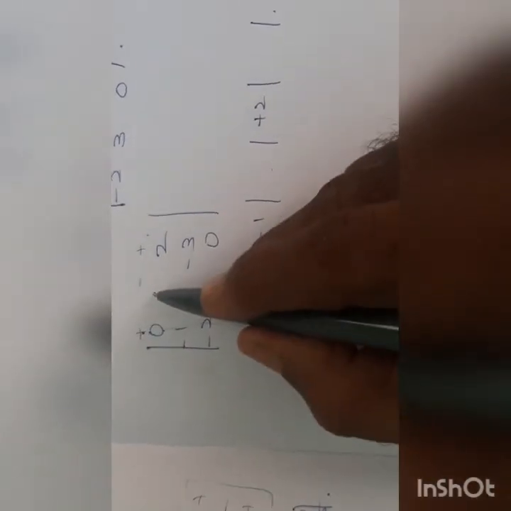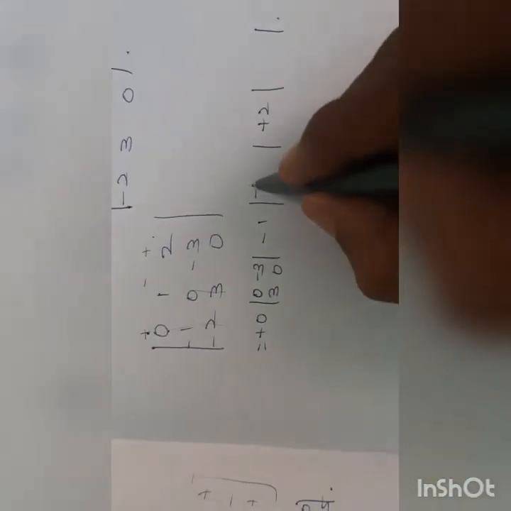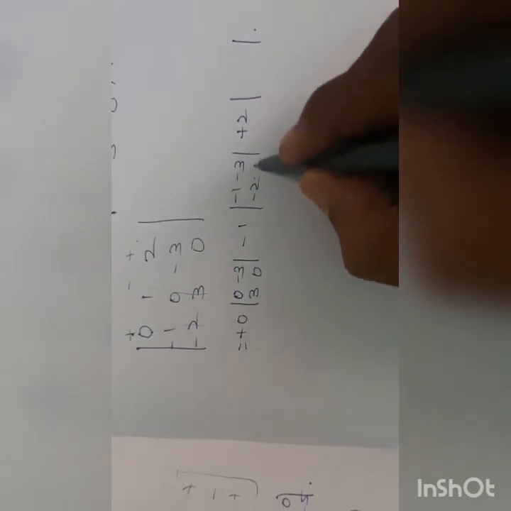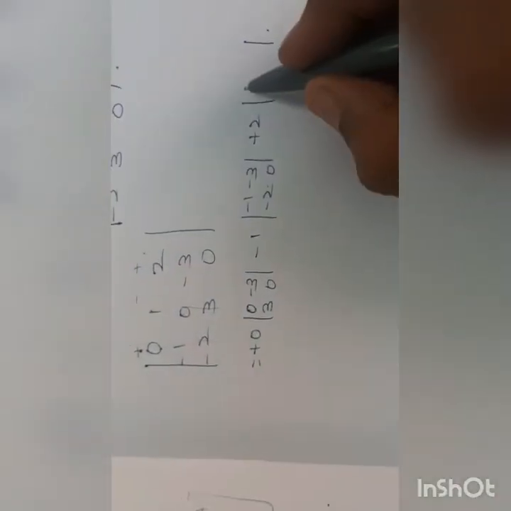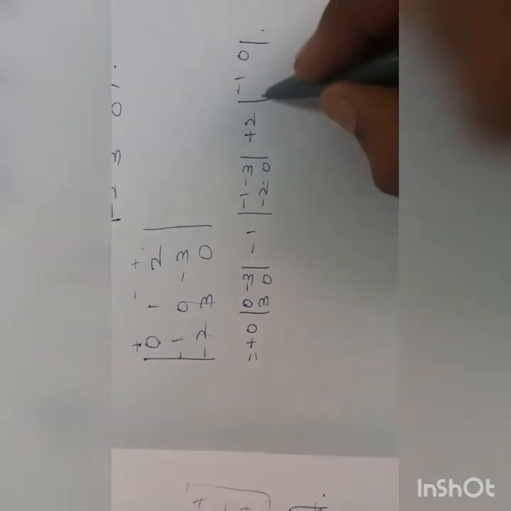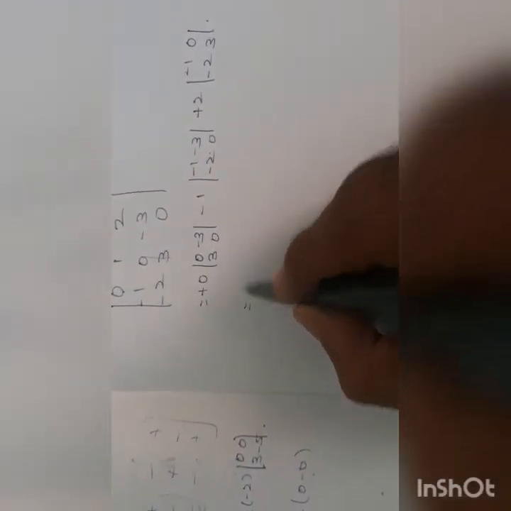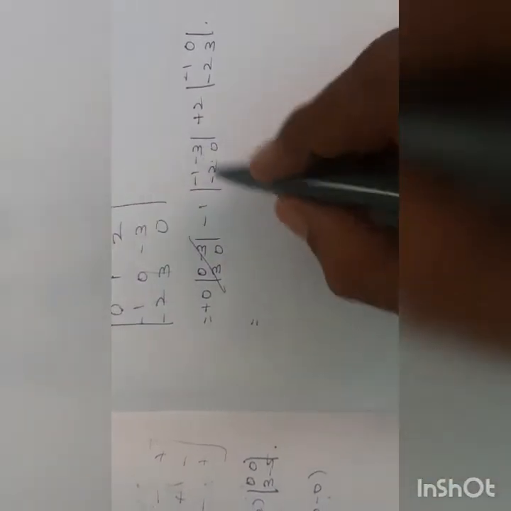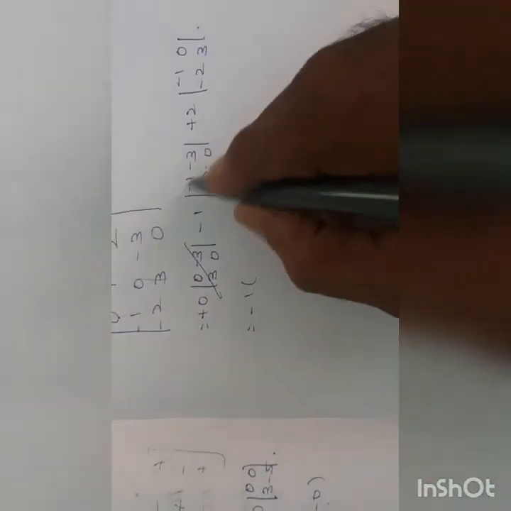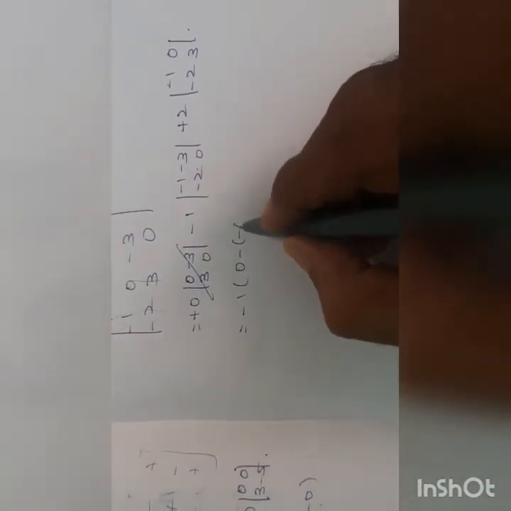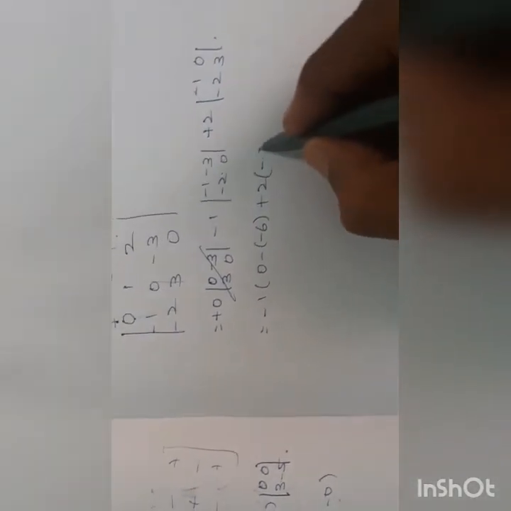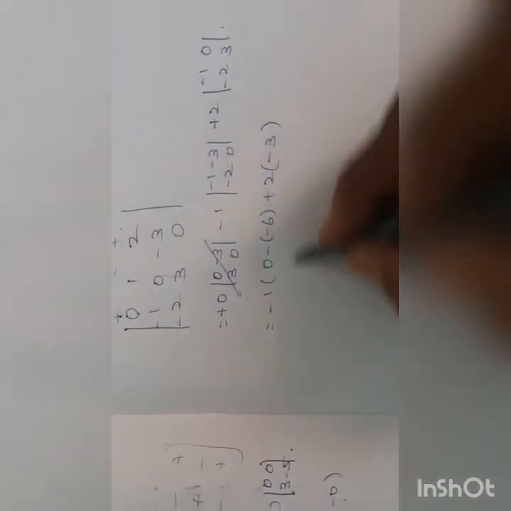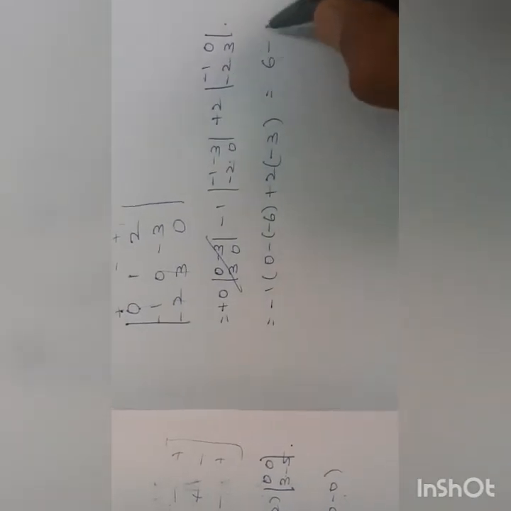What is minor of 1? Deleting column and row, we are getting minus 1, minus 3, minus 2, 0. Now how to find out minor of 2? So minus 1, 0, minus 2, 3. This becomes 0, because 0 times anything is 0. Minus 1 times of 0 minus of minus 6, plus 2 times of minus 3 becomes 0. So we are getting 6 minus 6, which is 0.